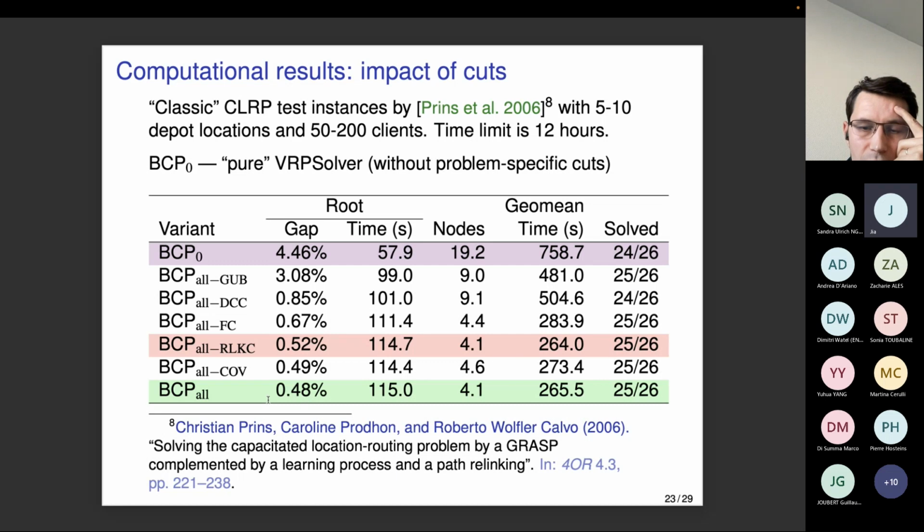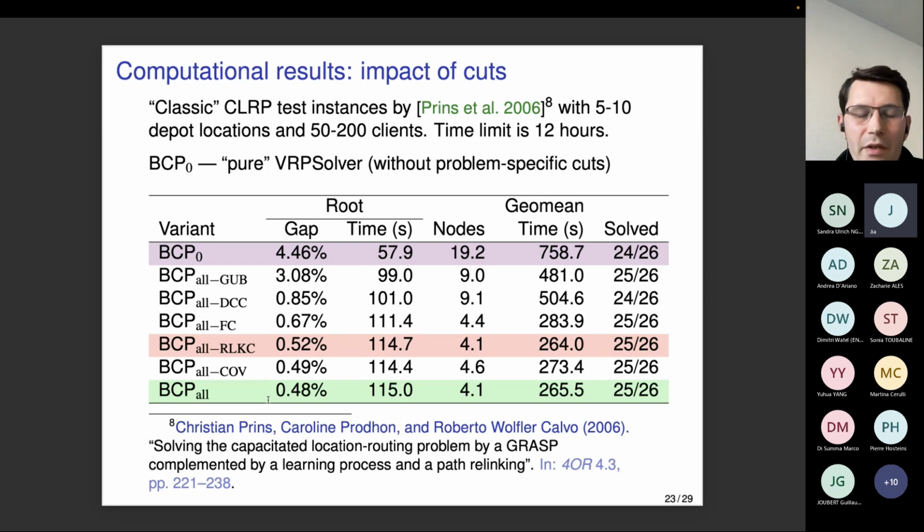We also wanted to estimate the impact of our new family of cuts, the route load knapsack cuts. But unfortunately, you can see here that for these particular instances, which are classic in the literature for the location routing problem, the impact of route load knapsack cuts is quite small, because it does not allow us to solve more instances or to decrease the solution time. The only thing it allows us to do is to decrease the root gap.